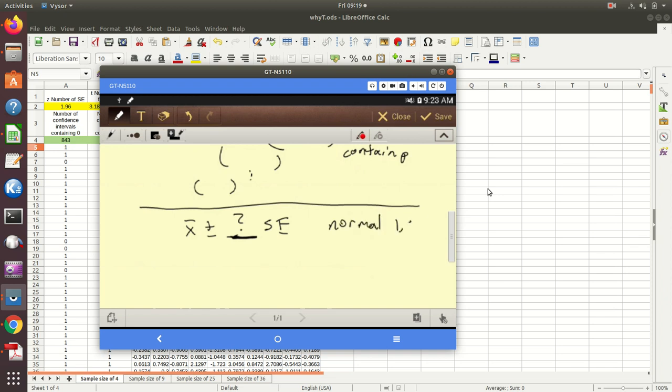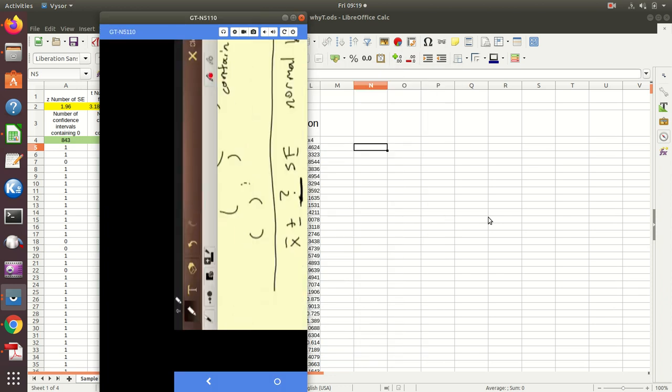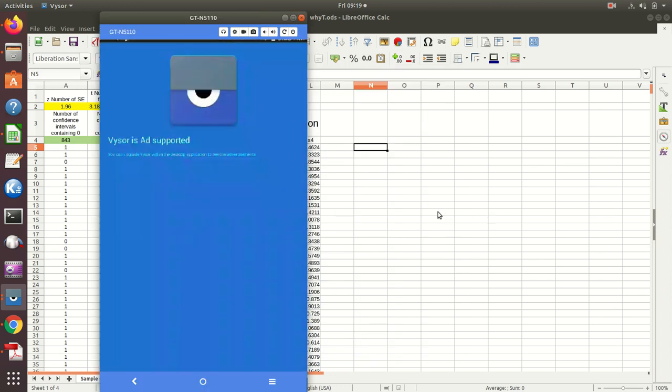And again, for normal, we use 1.96. Well, what we're going to see is that actually... Oh, visor ad in 10 seconds. Well, we're about done with this, so perfect. Actually, we're going to need a number generally that's not 1.96. So there's your visor ad.